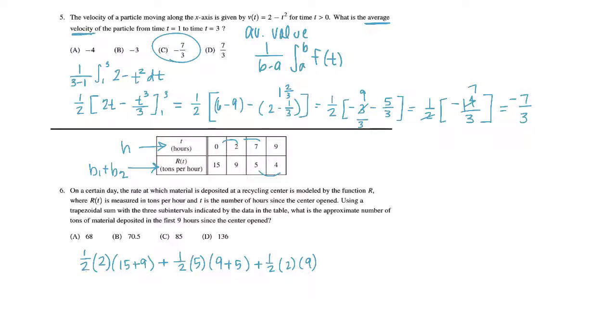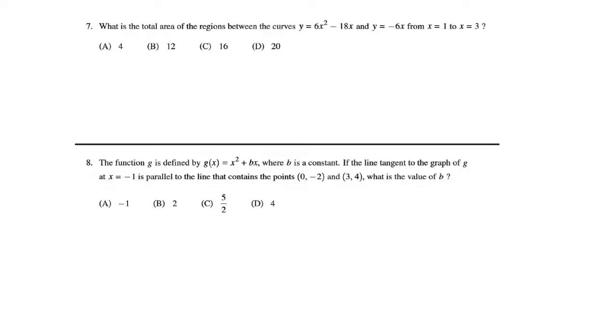So we have 15 and 9, that's 24, plus, let's see, we've got 5 halves, but 5 and 9 is 14. So 7 times 5, 35, plus 9. And so that's going to be 59 plus 9. So good old 68. So answer choice A.